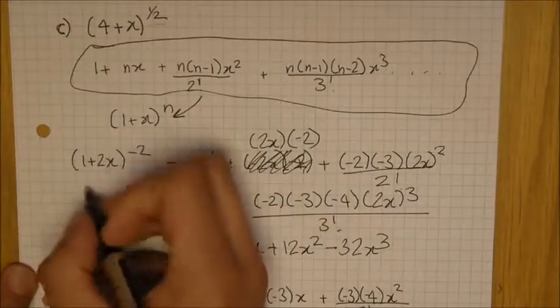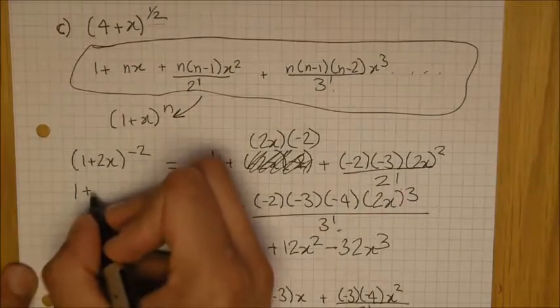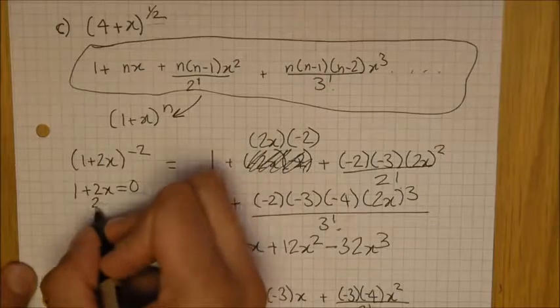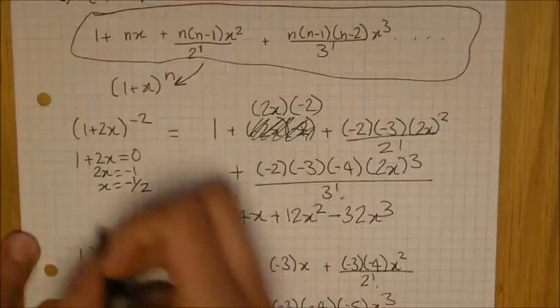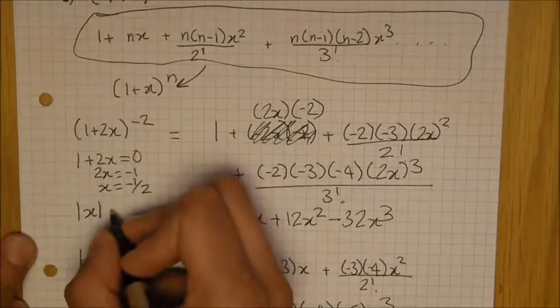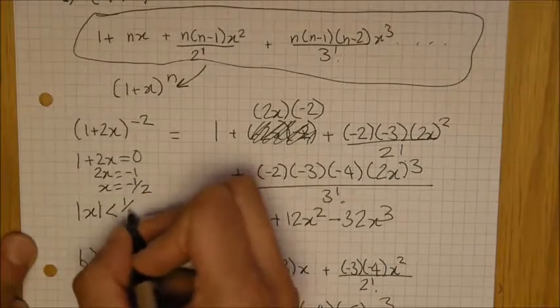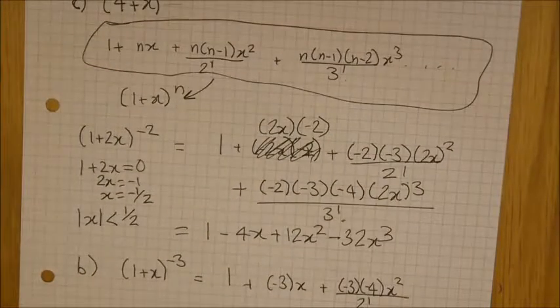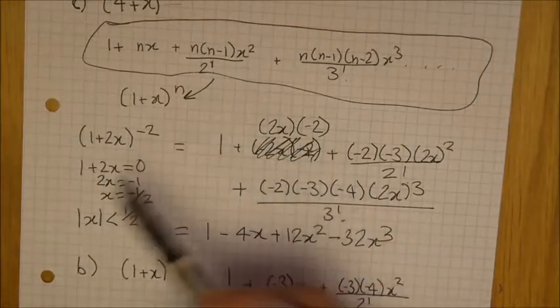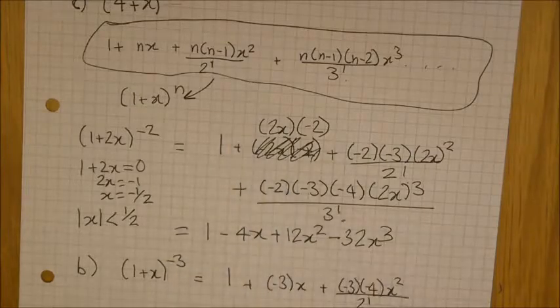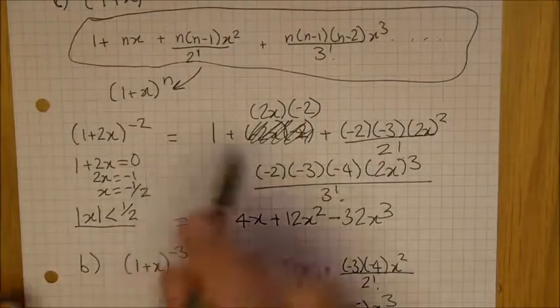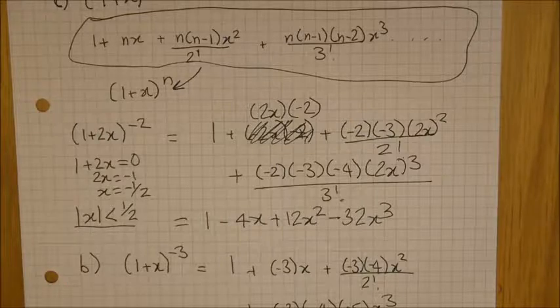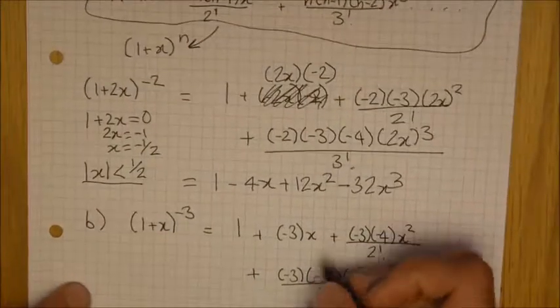So what we can do is this. 1 plus 2x equals 0. 2x equals minus 1. x equals minus a half. Therefore, we know that the modulus of x must be less than a half. Now, the reason why it is modulus and not minus a half is modulus takes away any negative signs in it. And this is important. You must say that because that is the values of x for which this formula is valid.